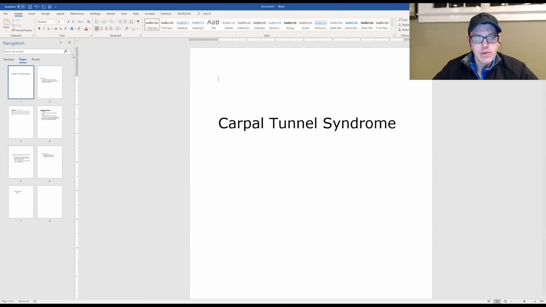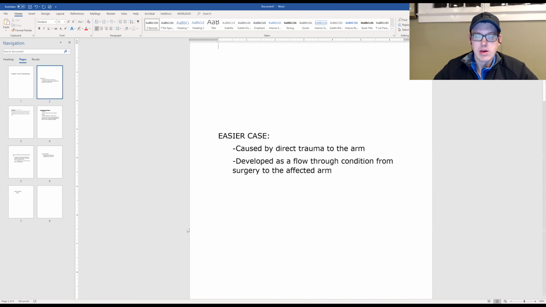So the easy case is you have carpal tunnel syndrome that is developed via direct trauma to the affected arm. So you have a cut in the arm, like a laceration to the arm. Something falls on the arm that causes the problem. Something like that, some kind of direct trauma to the arm that leads to carpal tunnel syndrome.